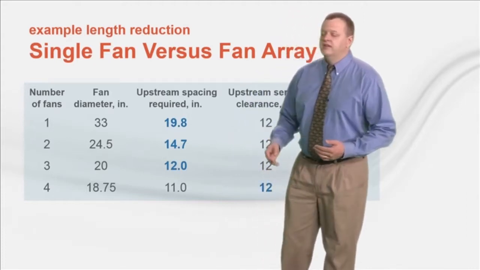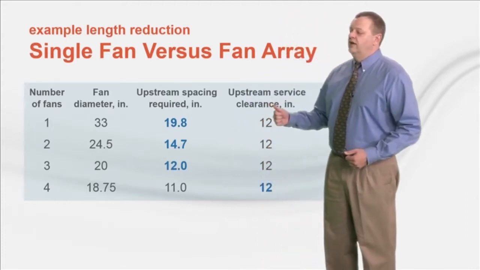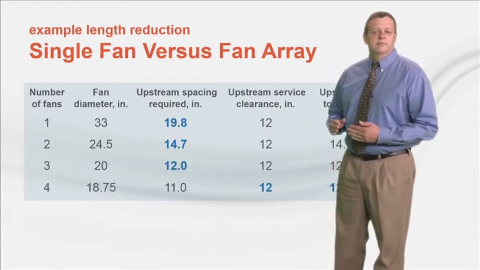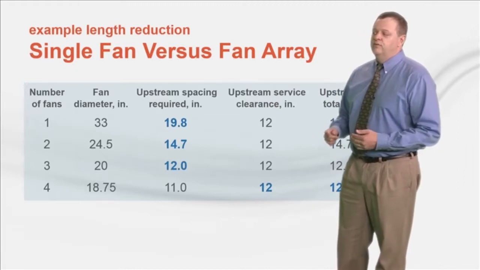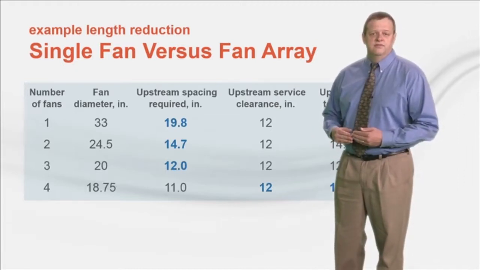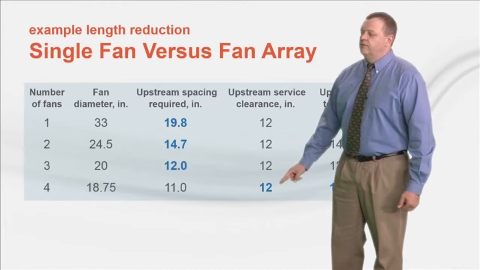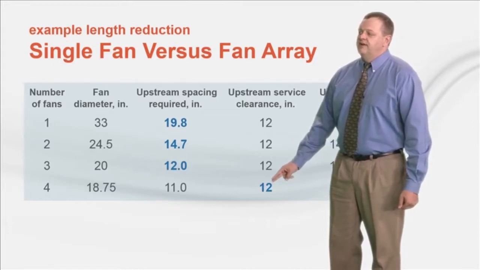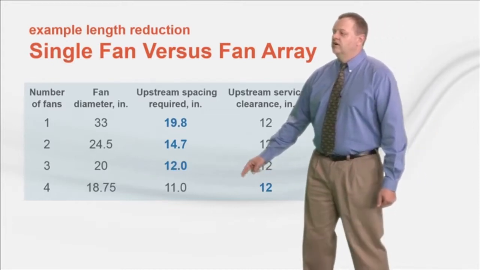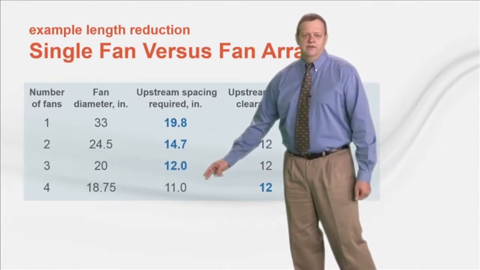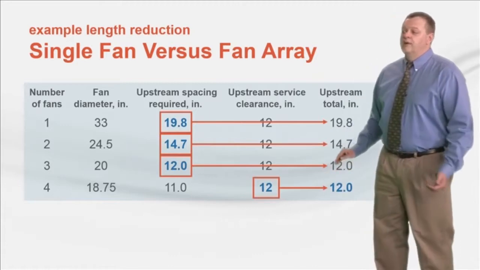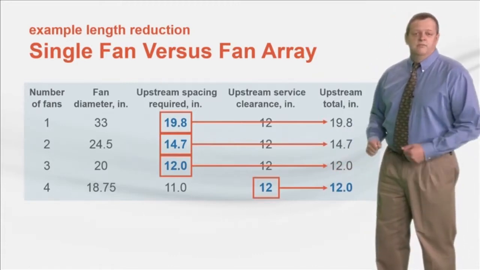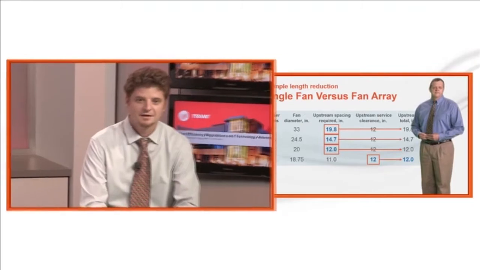But as Dustin mentioned, there's a certain amount of space needed to allow the fans to be serviced. The typical recommendation for upstream clearance is 18 inches, but in this example, we use the absolute minimum of 12 inches. You can see here that when 4 fans are used, this upstream spacing required for service is longer than the spacing dictated by the fan wheel diameter. So in this case, there's no further upstream length reduction benefit by using more than 3 fans. The story is similar for the downstream side of the fan.